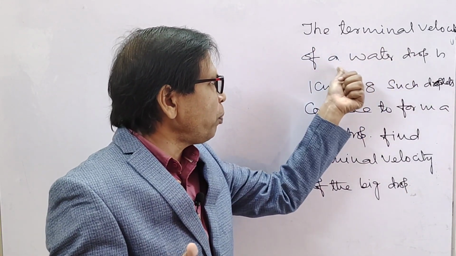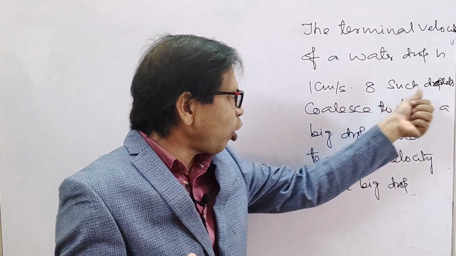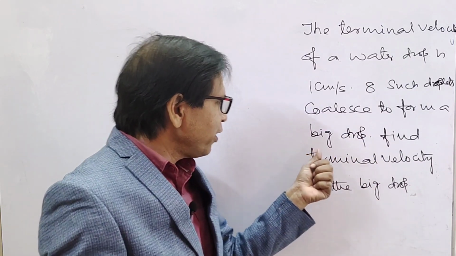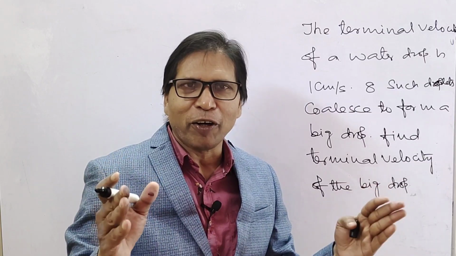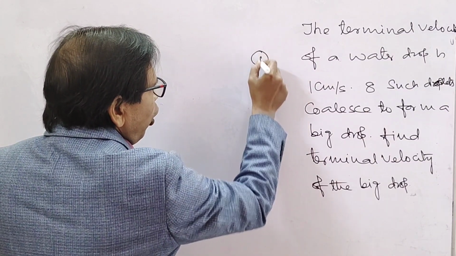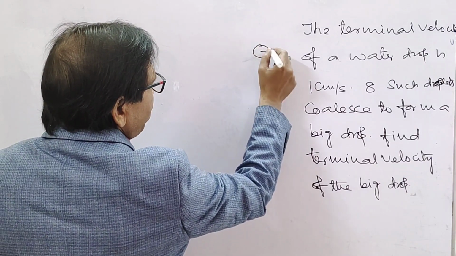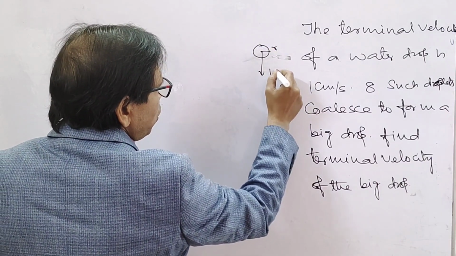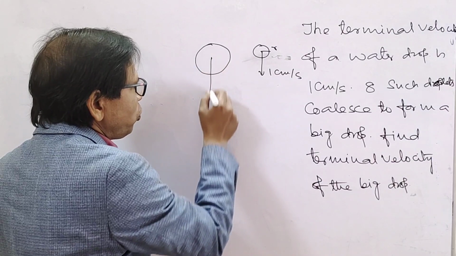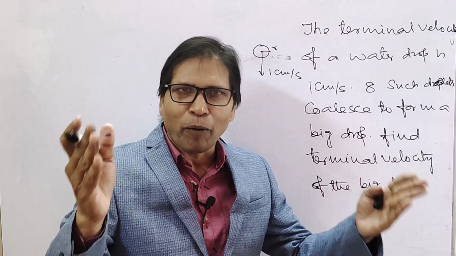Now look at this, a numerical. The terminal velocity of a water drop is 1 centimeter per second. 8 such droplets collide to form a big drop. Find the terminal velocity of the big drop. Look at this. Suppose this is a small drop of radius r, which moves with terminal velocity 1 centimeter per second. Now we have to calculate the terminal velocity of the big drop, which is formed by 8 identical droplets.